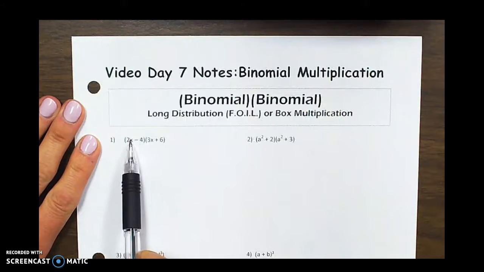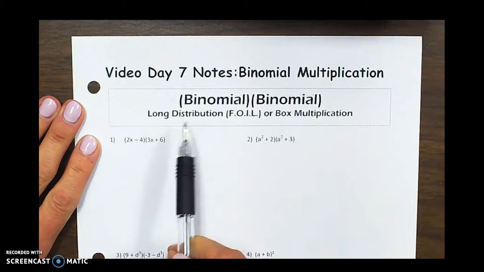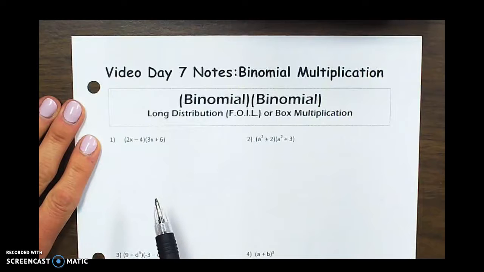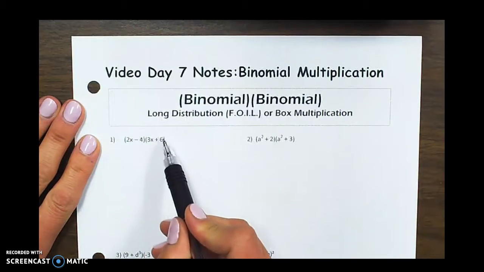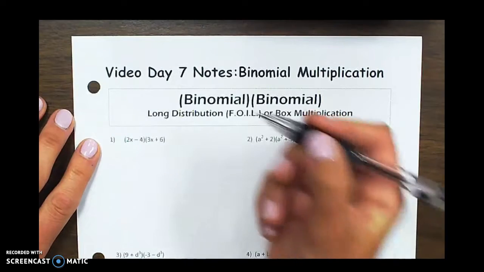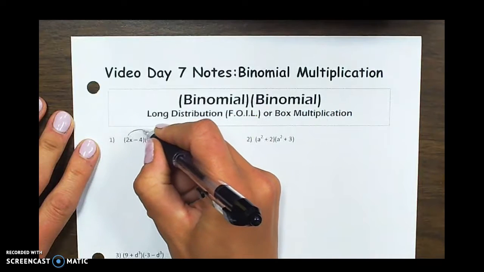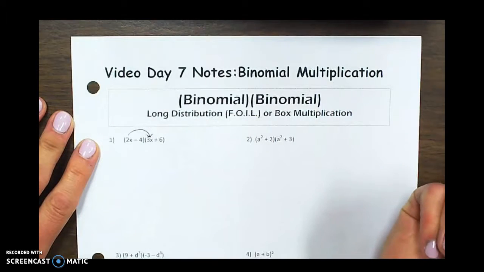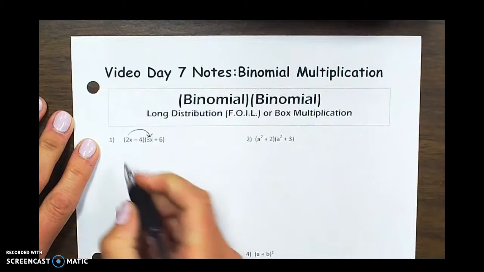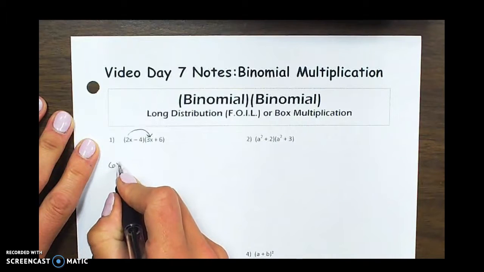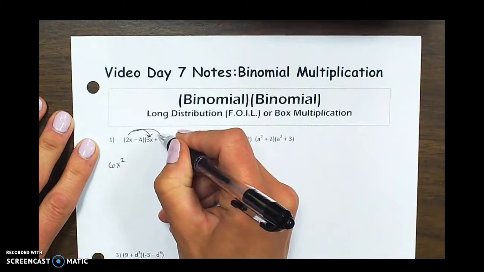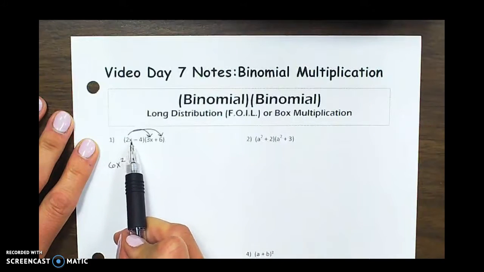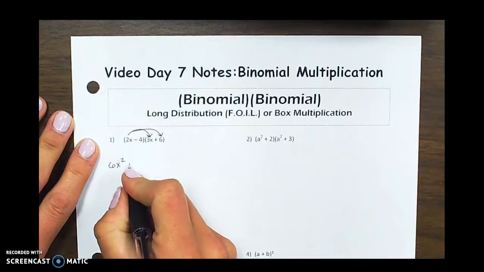We have a binomial times a binomial. So when we do long distribution, what we're going to do is take the first term and multiply it to everything in the second set of parentheses. So in this case, we're going to take 2x and multiply it to 3x. So 2x times 3x is 6x squared. And then we're going to take 2x and multiply it to the 6. So 2x times 6 is going to give us 12x.